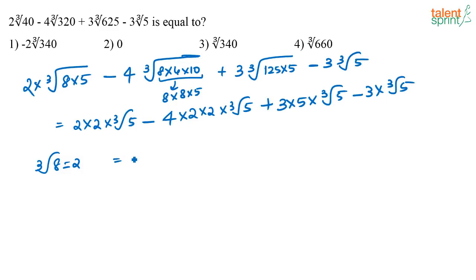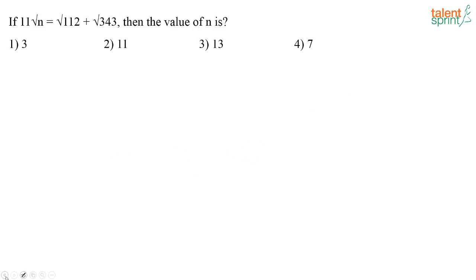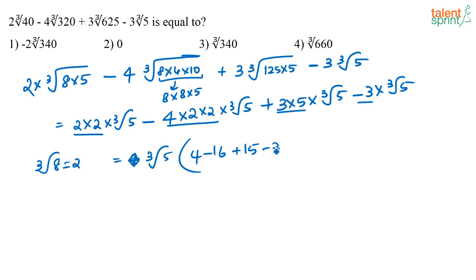So what will this become? Cube root of 5 is common in all the terms. Take it outside. Here you have 4, here 4 into 4 is 16, here you have 15, and here you have minus 3. So this is 4 minus 16 plus 15 minus 3, which is equal to 0. So the correct answer here is option 2, that is 0.